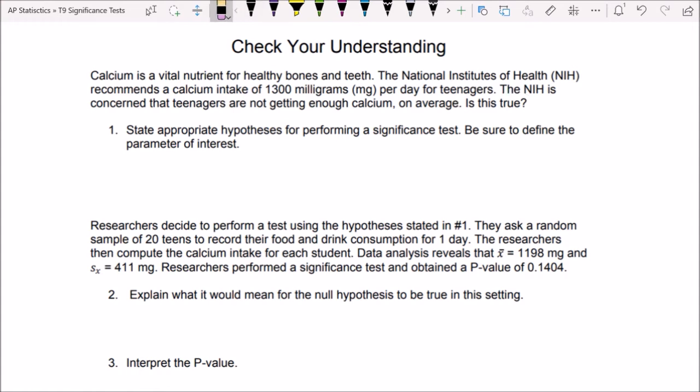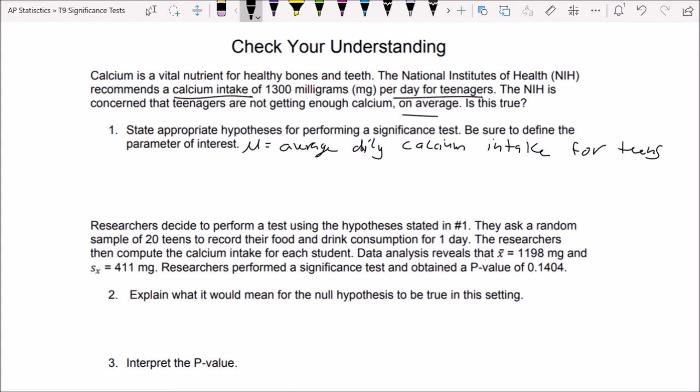Okay. They want us to state the appropriate hypotheses for performing a significance test, and they want us to define the parameter of interest. All right, parameter of interest. Let's do that first. The parameter of interest is, now that I noticed I said right here on average, so it's the amount of calcium on average. So I'm going to go like this. Mu is calcium intake for who? For teenagers. So it is the average daily calcium intake for teens.